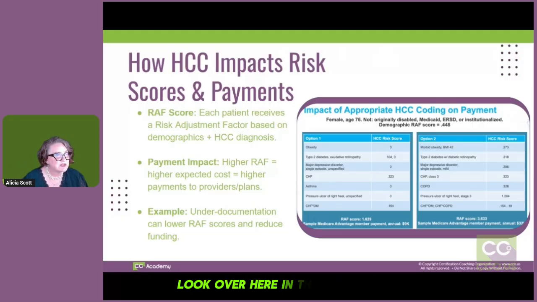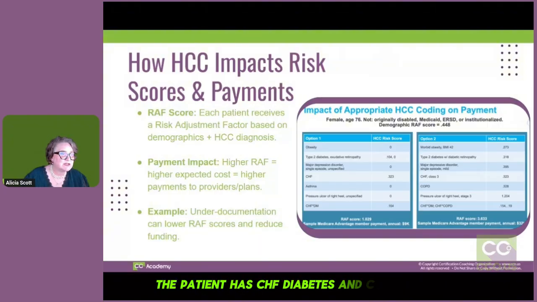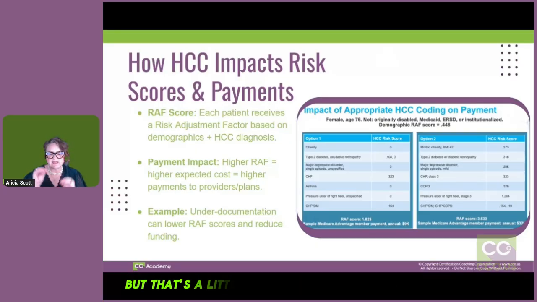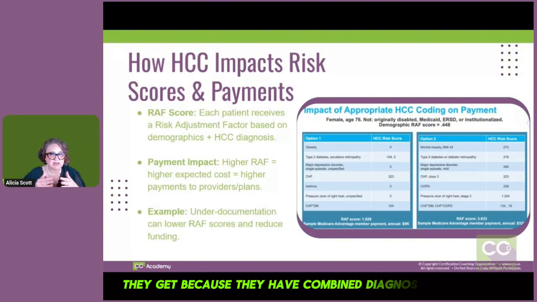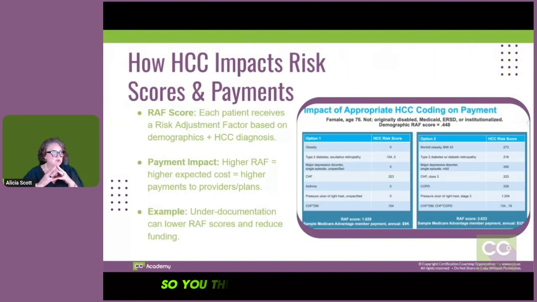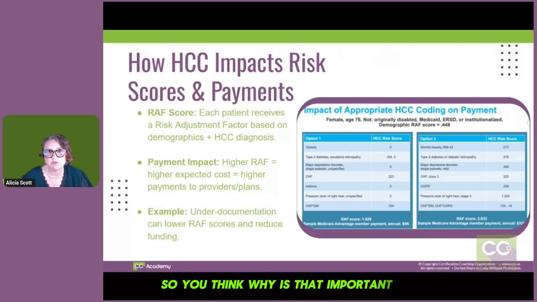However, look over here in option 2, the patient has CHF, diabetes, and COPD. So with those diagnoses, they get 0.154.19. And actually, it's more than that, but that's a little bonus on top of everything they get because they have combined diagnoses. So you think, why is that important? One, we're budgeting for the diagnoses and the complexity to care for that patient.